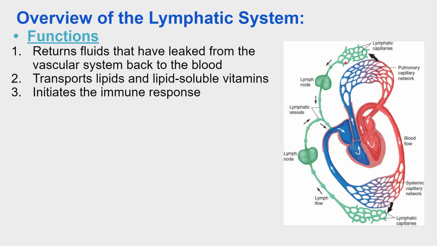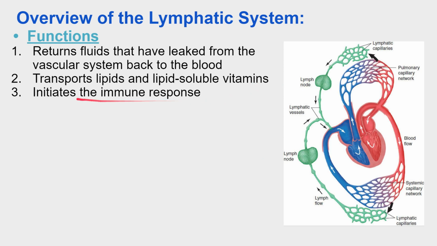It's also going to pick up things in our digestive tract. Anytime you eat food that has lipids, has fat in it, there's a particular type of lymphoid tissue that's going to pick up those lipids and the vitamins that are soluble in lipids, A, D, E, and K, and transport those around for us as well. We're not going to really talk about this function in this unit, but I just wanted to lay it down here so you knew it was one of the things it does.